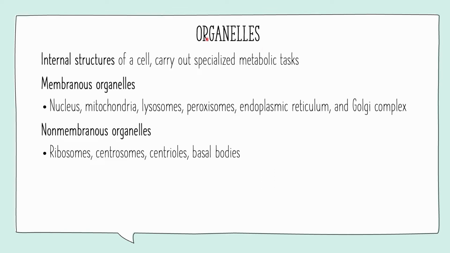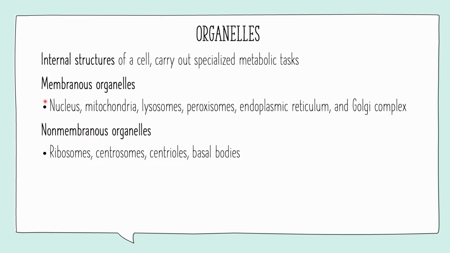Organelles. You know how the human body has the heart, the liver, the lungs, and so forth? Those are our organs. Well, in the cell, the organs are called organelles, the internal structures of a cell, and they carry out specialized metabolic tasks. There are two types: membranous organelles, meaning they have a membrane that surrounds them, and non-membranous, where they don't have a membrane that surrounds them.